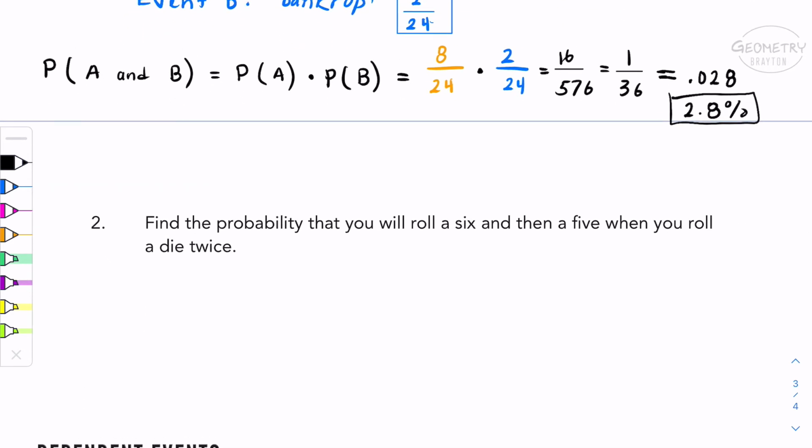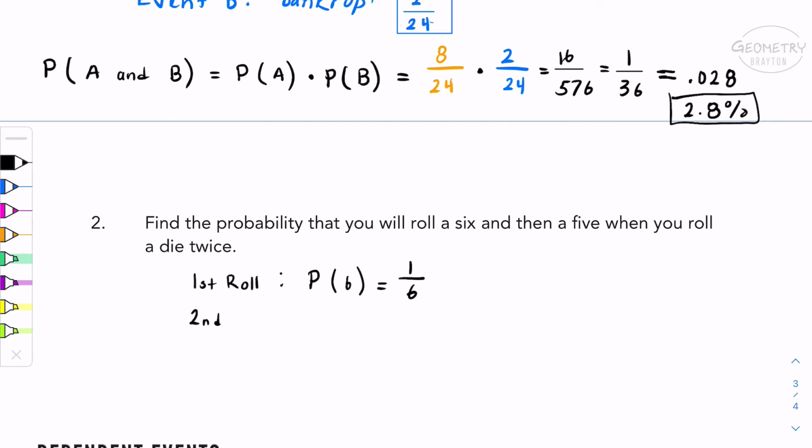Okay, let's take a look at number 2. Find the probability that you will roll a 6 and then a 5 when you roll a die twice, which means you're rolling one single die. So the first roll, I'm going to say the probability of rolling a 6. A die has 6 sides, so you have a 1 out of 6 chance that you're going to roll a 6.